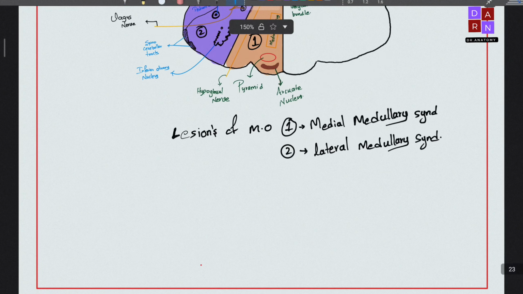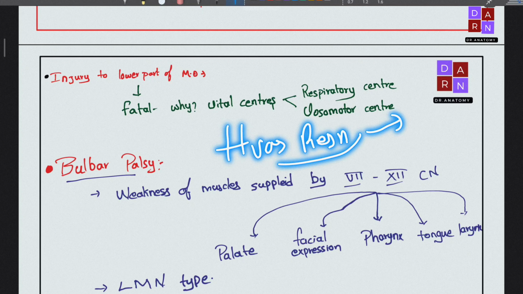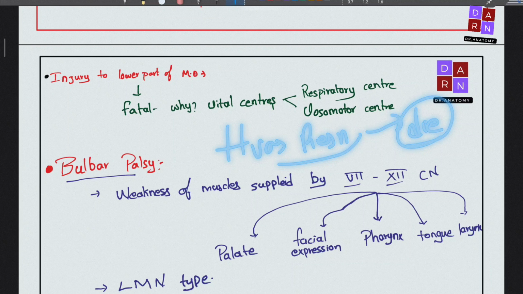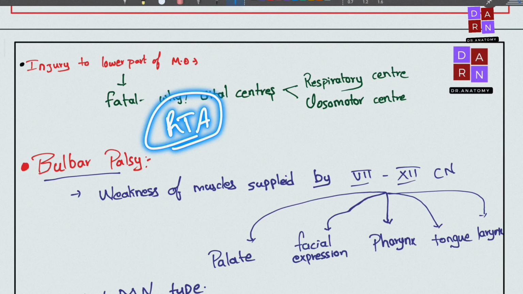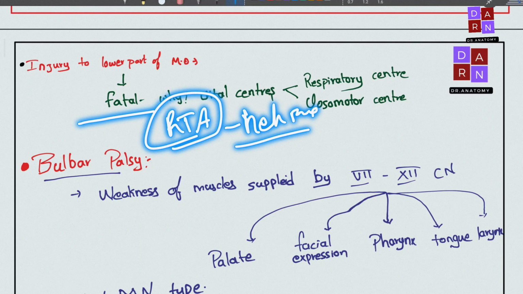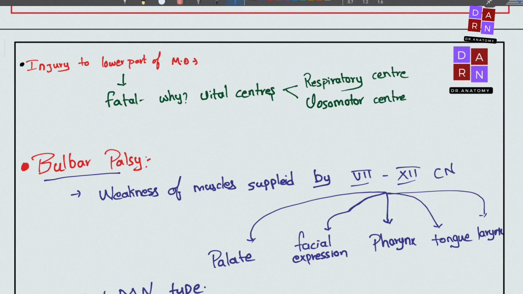So next we are going to discuss the injury of the lower part of the medulla. When the lower part of the medulla is damaged, because it has the vasomotor and respiratory centers, it's fatal, the person will die. Recently I had gone through this in the hospital, and he came with a road traffic accident. Most of the road traffic accident victims who are not using helmets will die because of this. If there is any injury to the lower part of the medulla oblongata, he will die. Respiratory and vasomotor centers are gone, they will die on the spot.